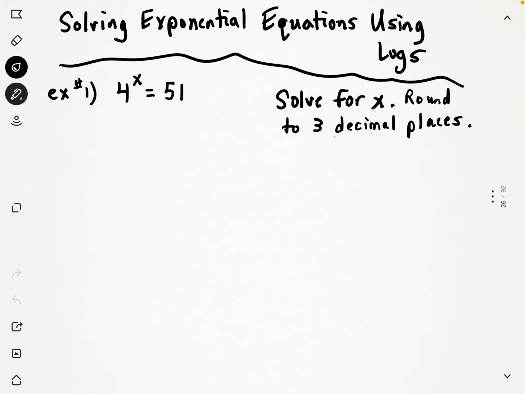All right, here we go. So in this next video, what we're going to do is solve exponential equations, which we actually did way back in Unit 2. But this time out, we're going to make use of logarithms and calculators.